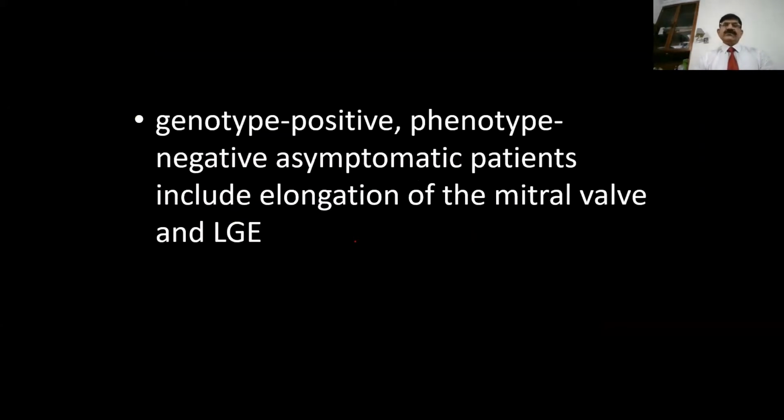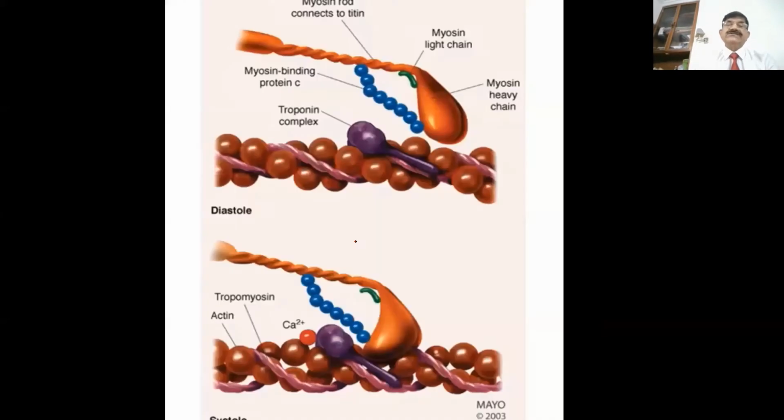Genotype positive, phenotype negative, asymptomatic patients include elongation of the mitral valve and late gadolinium enhancement. Hence in family history, or wherever genotyping has been done, carefully look at the mitral valve on echo, and of course late gadolinium enhancement showing fibrosis or positivity at the two attachment points of the interventricular septum.